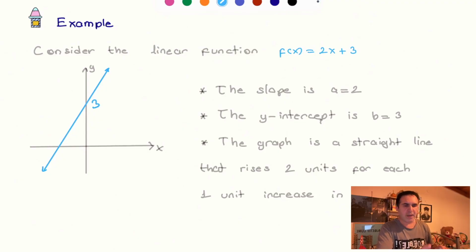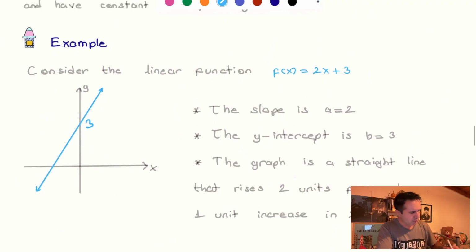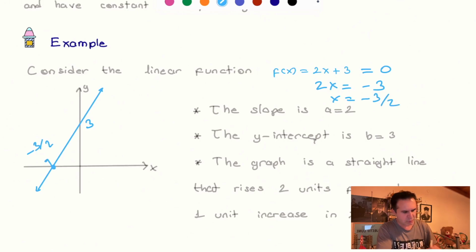And to find the x-intercept, we should make this equal to 0, so 2x equals minus 3 and x equals minus 3 over 2. And this point is minus 3 over 2 on our x-axis.